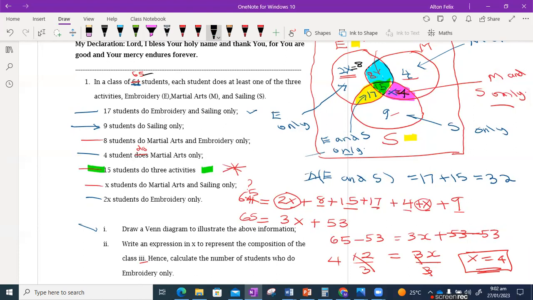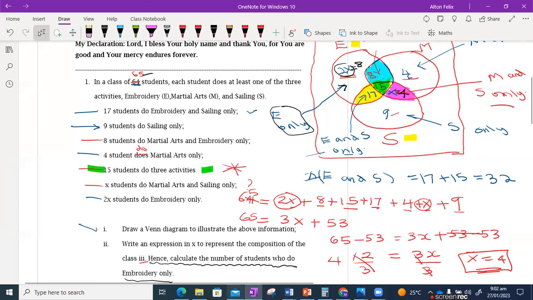Okay, so what are we asked now? Hence, calculate right here the number of students who do embroidery only. So remember, we already identified embroidery only, which is this region here, and we just calculated it. 2x means 2x, which is equal to 8. So 8 students do embroidery only.